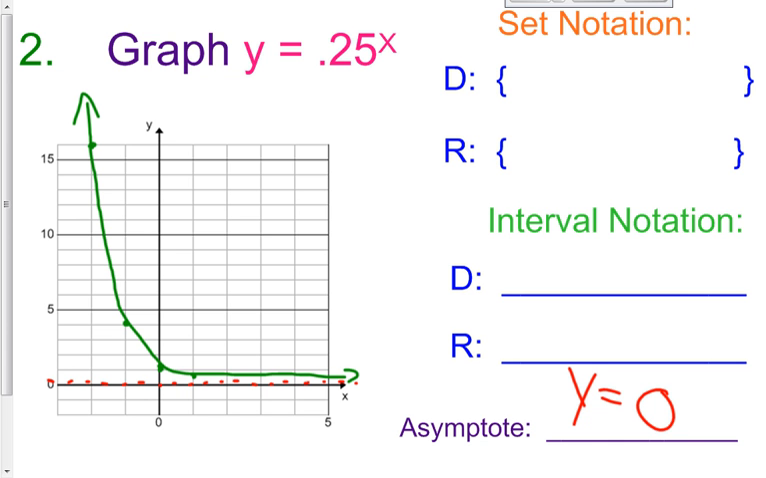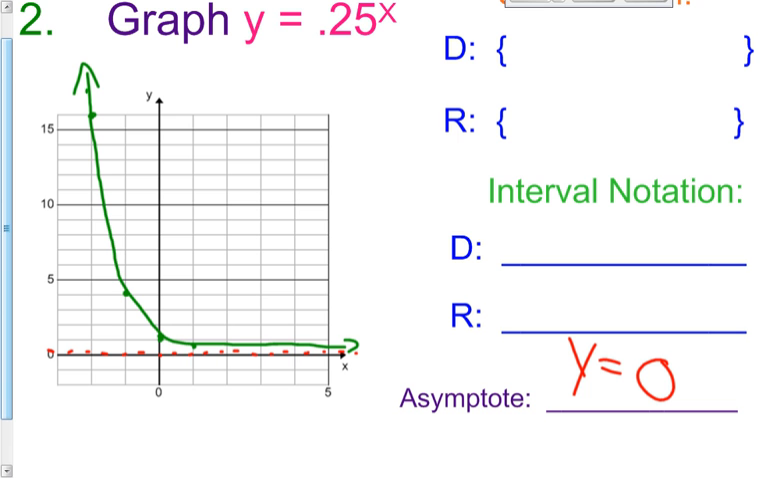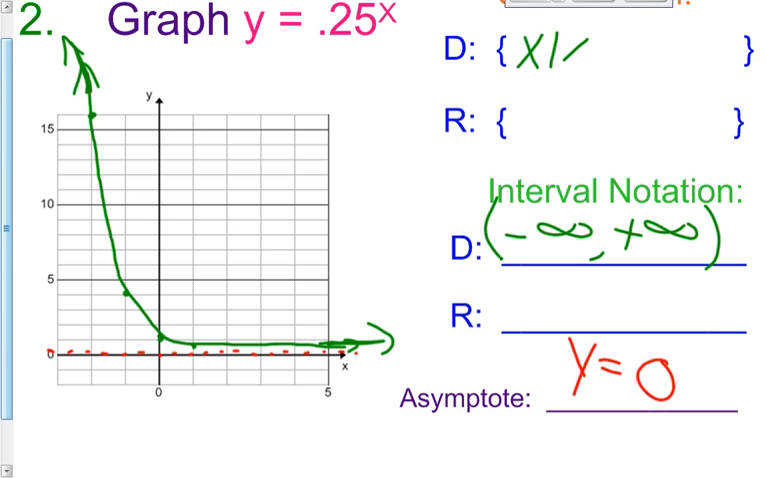Now let's say what the domain and the range is. This green line goes infinitely to the left, and this green line goes infinitely to the right. So my domain, just like on my last one, is all the real numbers, from -infinity all the way to +infinity.